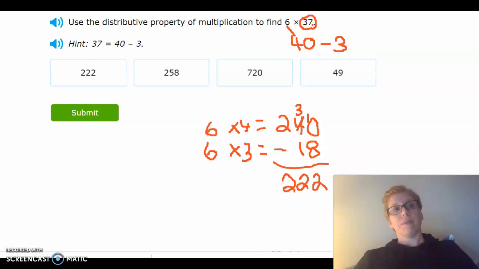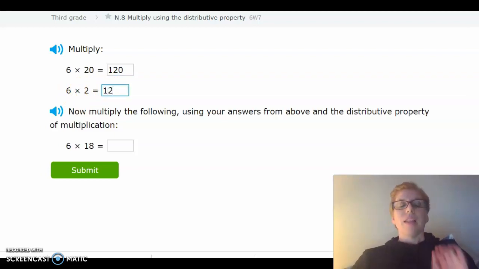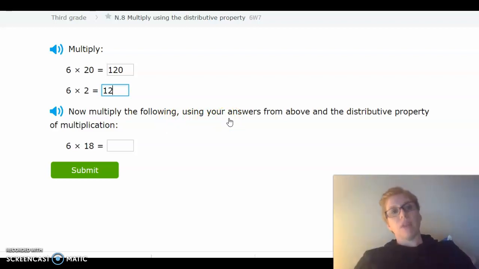I think we might do one more. Now on this problem, they're having us work it out in front of us. They're saying multiply 6 times 20. Well, I know that 6 times 2 is 12, and then if I add the 0 from the 20, I get 120. Now I have 6 times 2. What's 6 times 2? 12. They want us to multiply the following using my answers from above and the distributive property of multiplication. They want us to find out what 6 times 18 is.